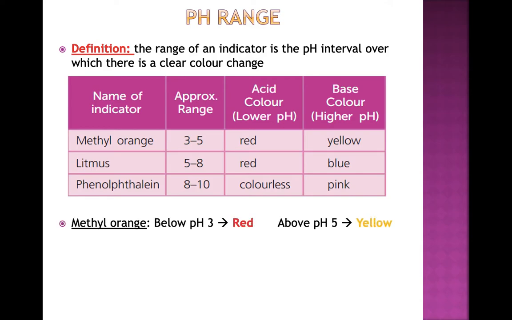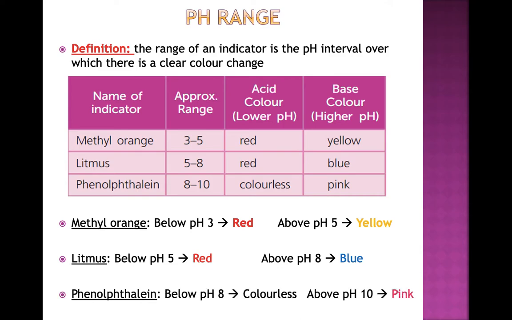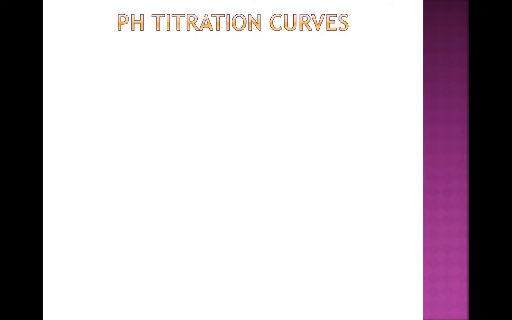So just a summary of that: methyl orange, if you're below pH 3, is red, and above pH 5, it's yellow. Litmus, if you're below pH 5, is red, and above pH 8, it's blue. And phenolphthalein, if you're below pH 8, is colourless, and above pH 10, it's pink. Now, of what use is that? Well, we're going to compare that now with some titration curves.